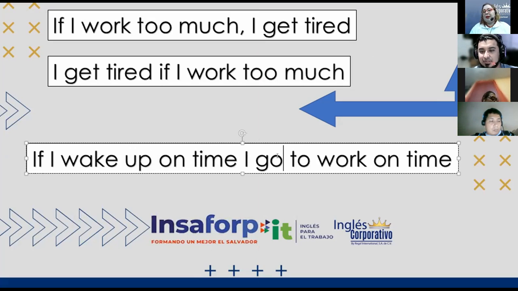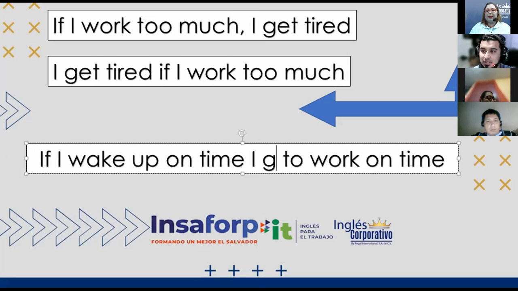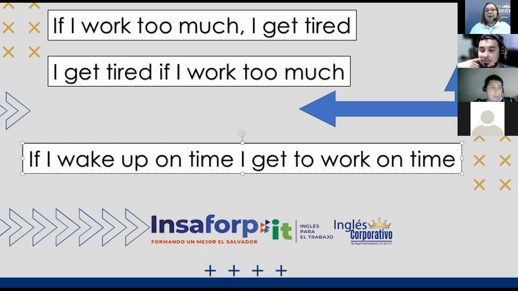Porque si quieres decir que llega a tiempo al trabajo, sería get, okay? Arribar, pues, llegar. Arrive. Entonces decimos I get, right? Si decimos I go, acuérdense que vamos en el camino, right? Me voy, right? Go from one place to another. Get is only one place, right? Entonces, veamos, correct. If I wake up on time, I get to work on time.